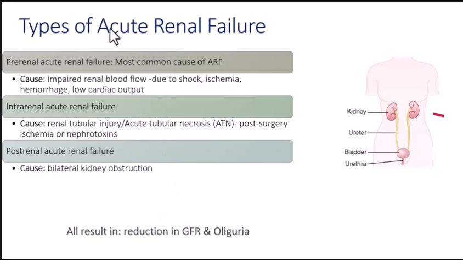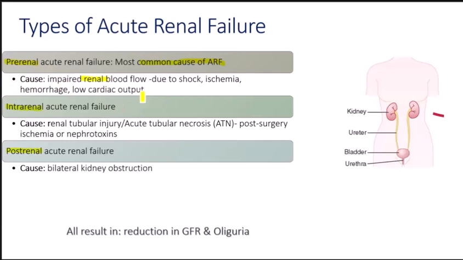Next up, we're going to talk about acute renal failure, and the 3 types that exist are pre-renal, intrarenal, and post-renal. The name itself gives you a bit of an idea of what's involved. Pre-renal acute failure is the most common cause of acute renal failure, and the cause of this is going to be an impairment in renal or kidney blood flow. So the kidney is not getting the proper blood flow it needs. That's why it gets the name pre-renal.